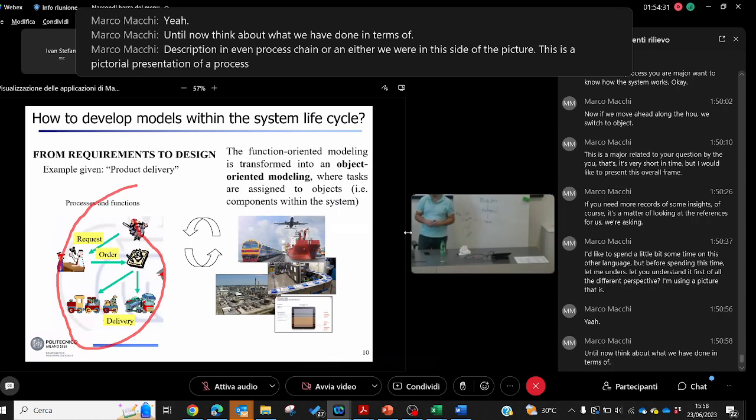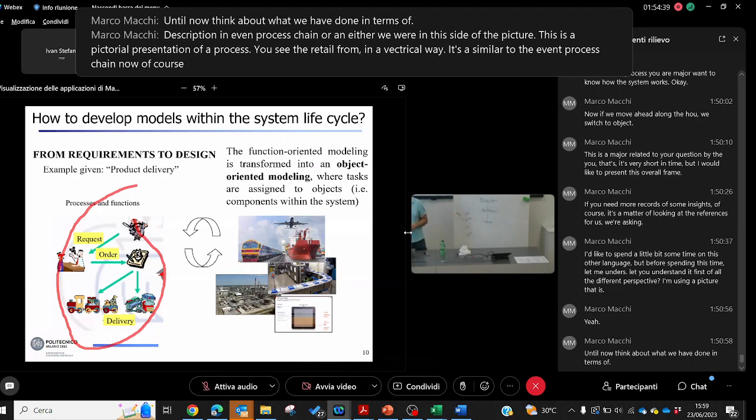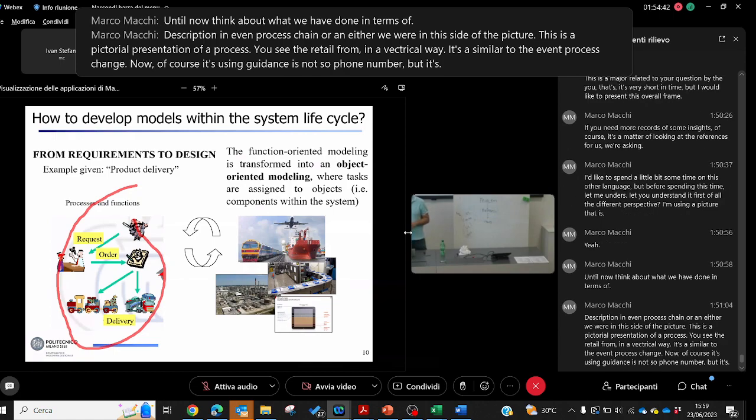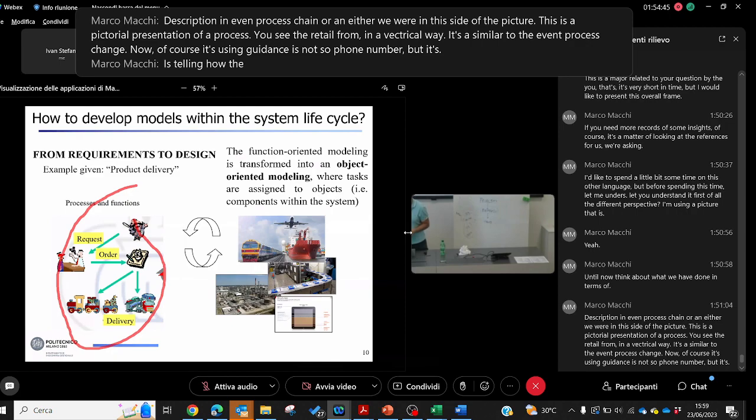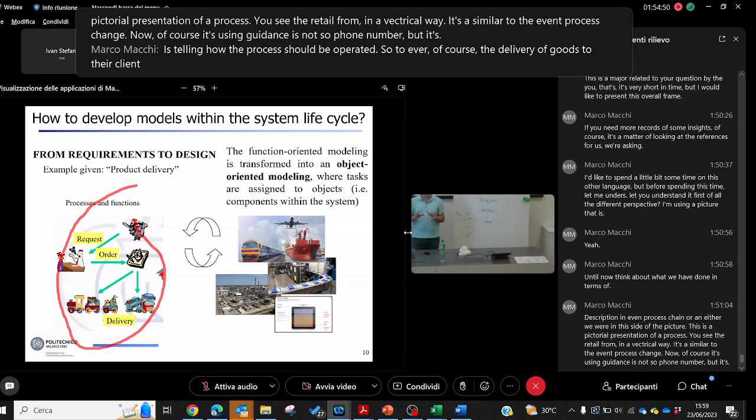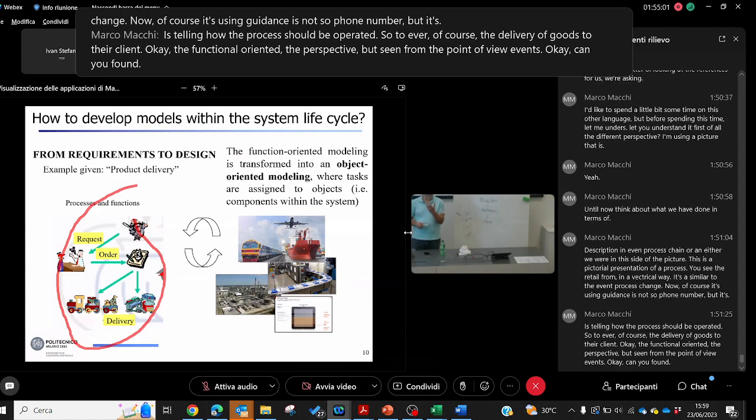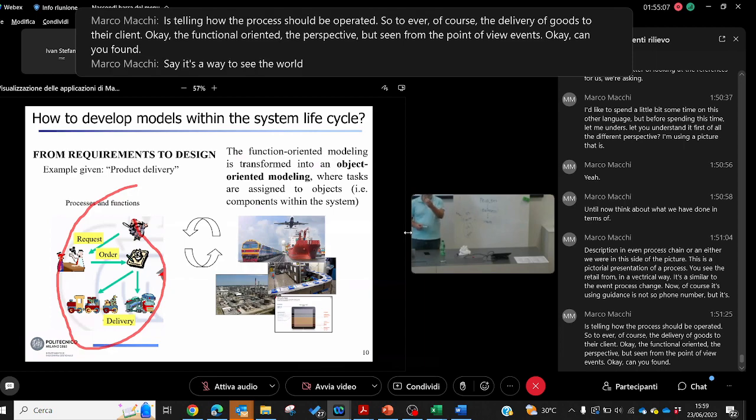You see, read in a vertical way, it's similar to the event process chain. Of course, it's using icons, it's not so formal, but it's telling you how the process should be operated. So to have, of course, the delivery of goods to the clients. And that's a functional oriented perspective, seen from the point of view of events. Okay? Can you follow this way to say? It's a way to see the world. You see the world in terms of events that require some functions.